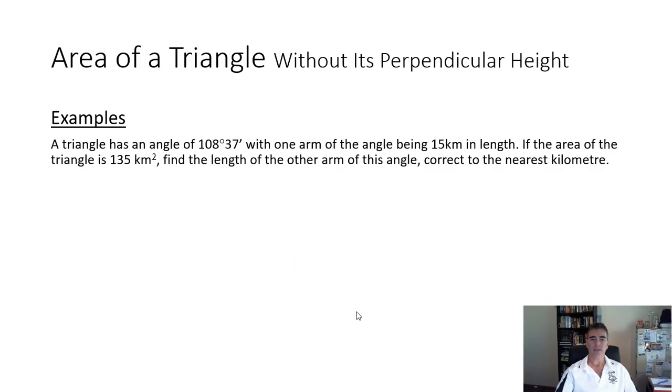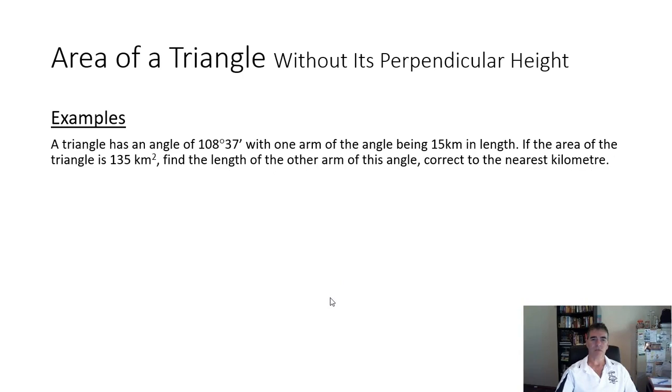If we have a look at another example, this time no diagram is drawn. A little bit more complex this one. A triangle has an angle of 108 degrees 37 minutes, with one arm of the angle being 15 kilometers in length. If the area of the triangle is 135 square kilometers, find the length of the other arm of this angle correct to the nearest kilometer.